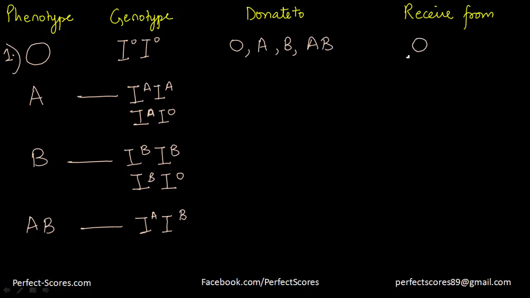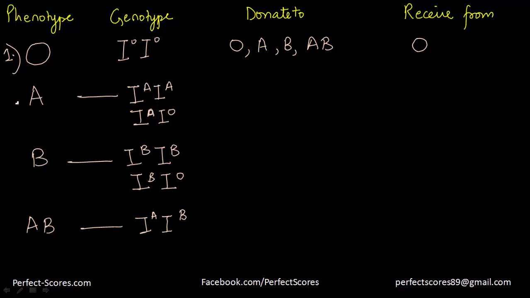Why is that? Because let's suppose a person with this A blood group tries to give blood to a person with O blood group, the extra A is going to interfere. Similarly, the extra Bs can interfere from a B blood group person, and from an AB blood group person, the A and B both will interfere. So it can receive blood only from O.